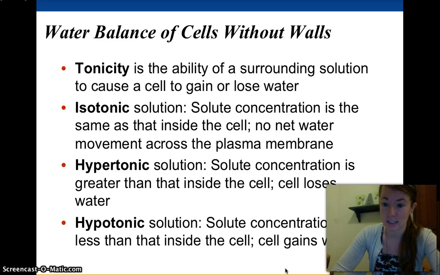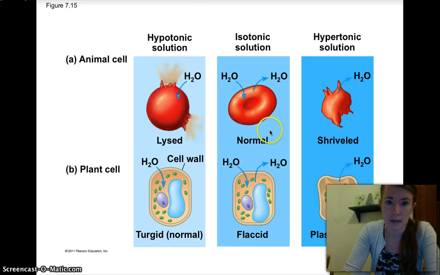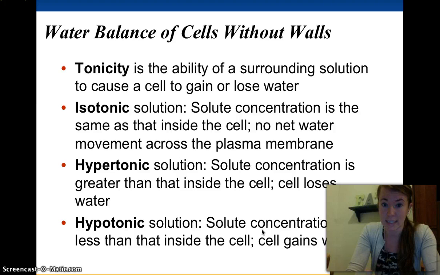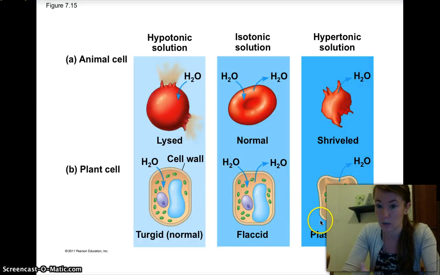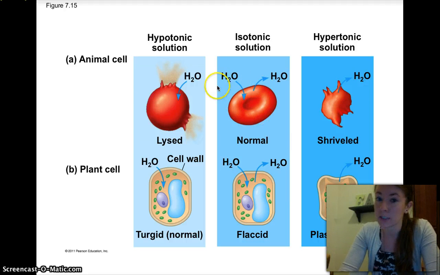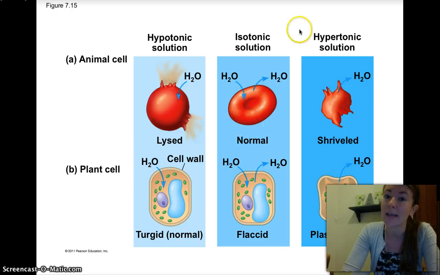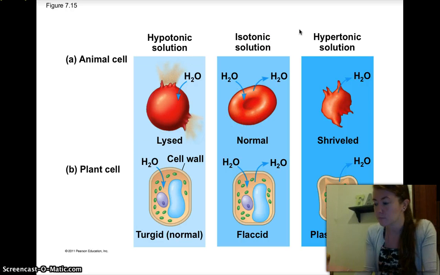So an isotonic solution, this one in the middle, is a solution where the solute concentrations are the same on the inside and on the outside. So there's going to be no net movement into or out of the cell. So let's look at this red blood cell. I said no net movement. So there's still going to be water going in, there's still going to be water coming out, but there's no net movement. The size of the cell is unchanged. The solute concentrations are unchanged. No big deal. Moving in and out the same.